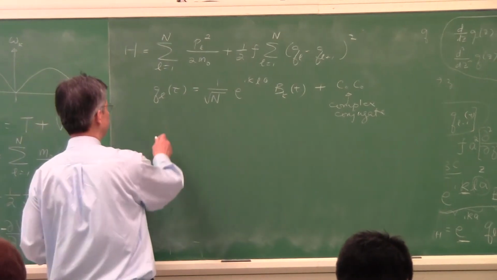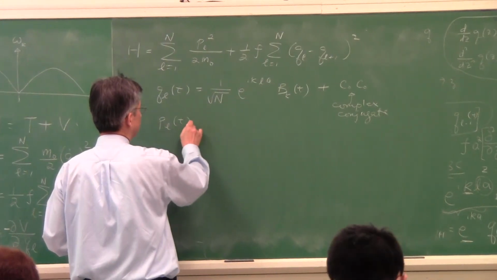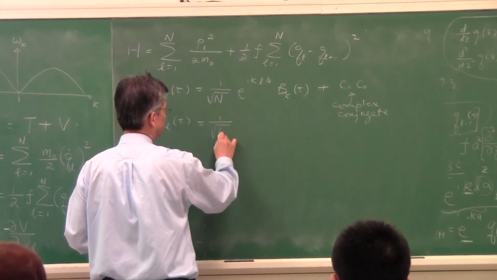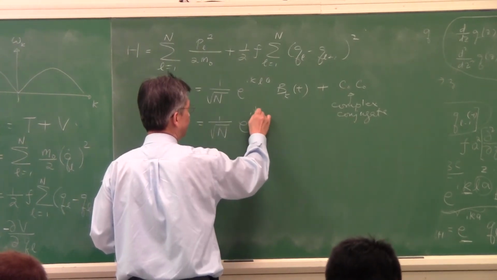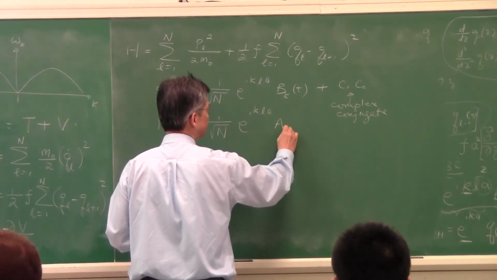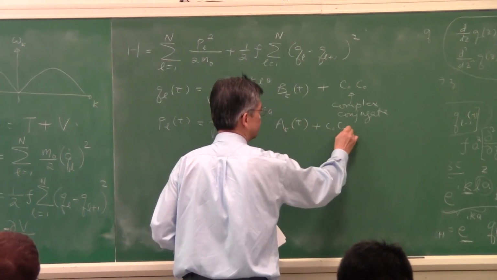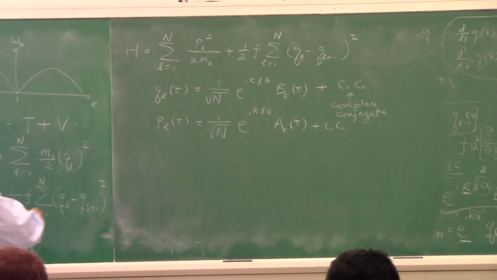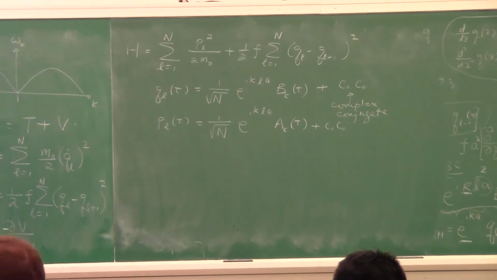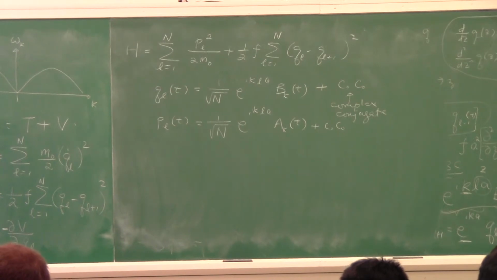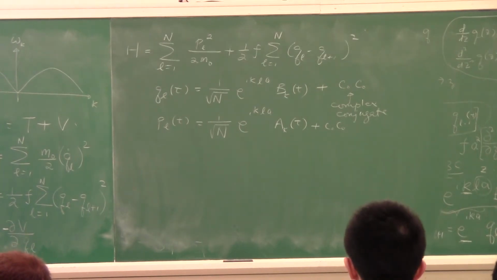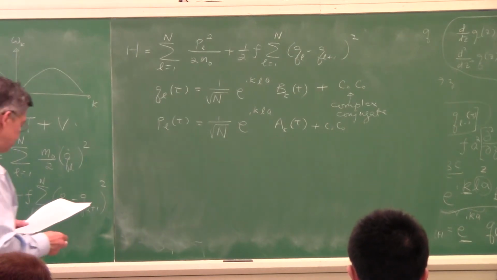You can do the same thing to PL. PL will be given by a traveling wave solution as well. Let's call its amplitude AK. And then we can add this complex conjugate to convert this into a real number. And then we substitute into the above and see how the Hamiltonian behaves.